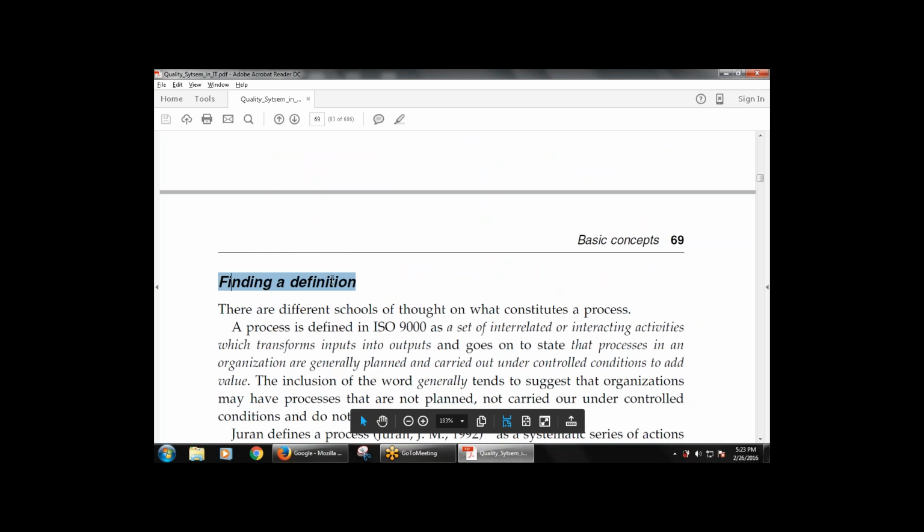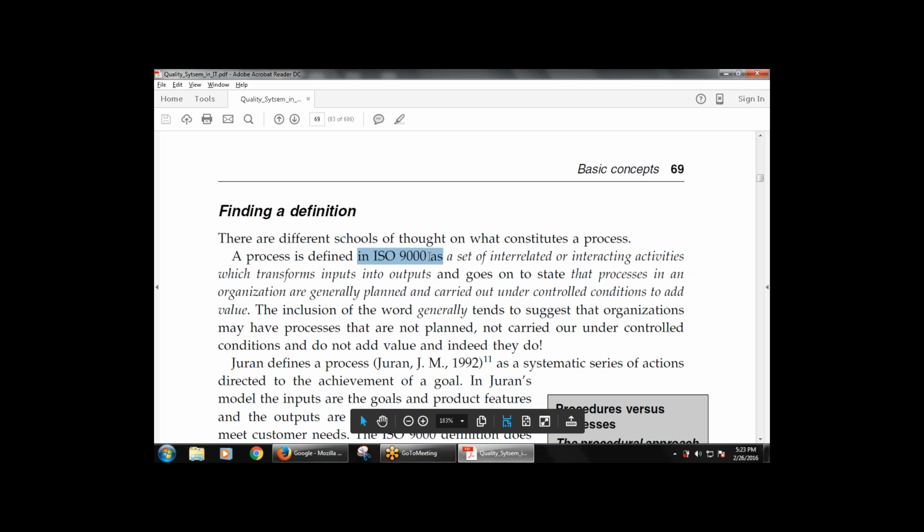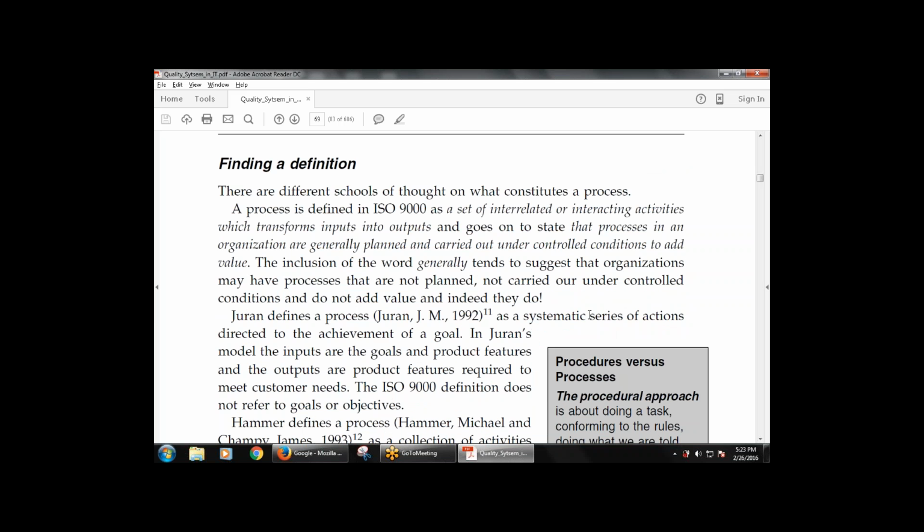The next is finding a definition. A process is defined in ISO 9000 as a set of interrelated or interacting activities that transform inputs into outputs. It goes on to state that processes in the organization are generally planned and carried out under controlled conditions.